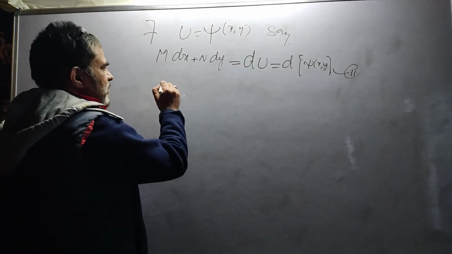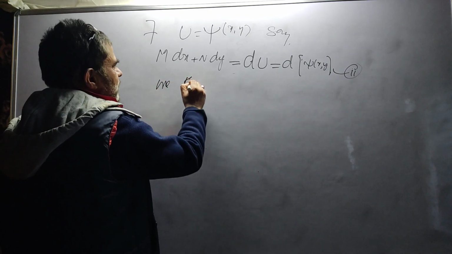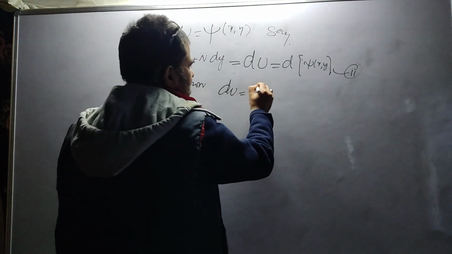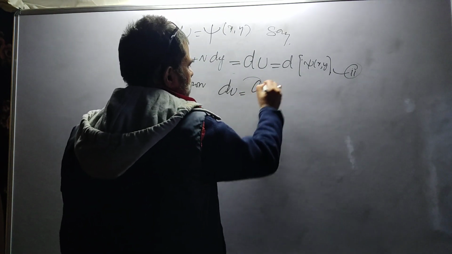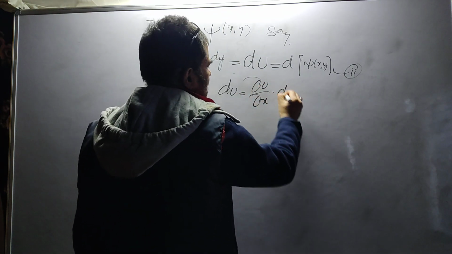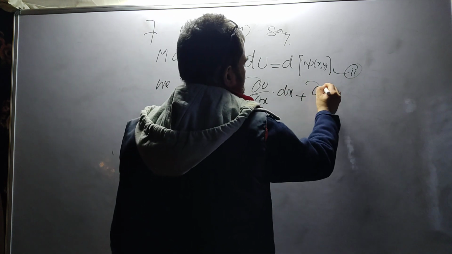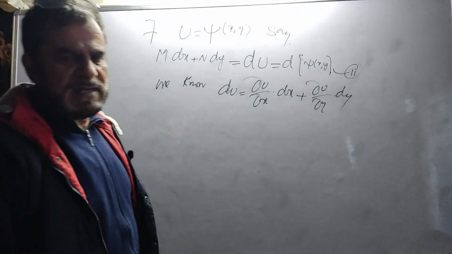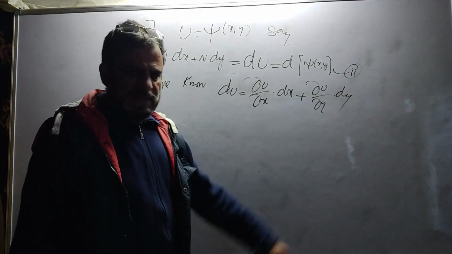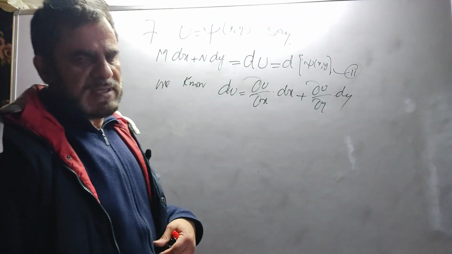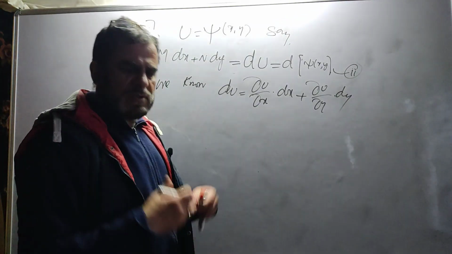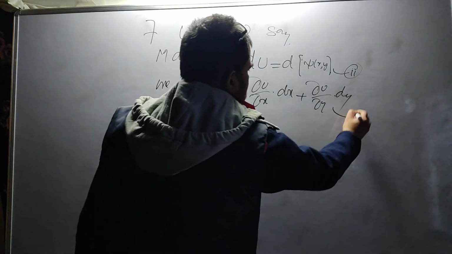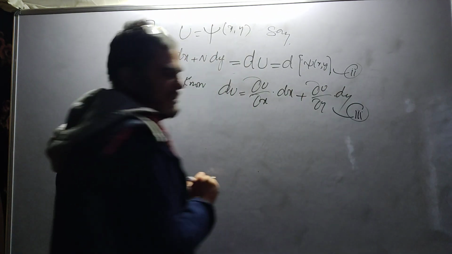Now what do we know by advanced calculus? What is du? It is partial of u with respect to x dx plus partial of u with respect to y dy. This theorem is fundamental in advanced calculus. It is true for two variables, also true for three variables, and so on. Let us name this equation third.